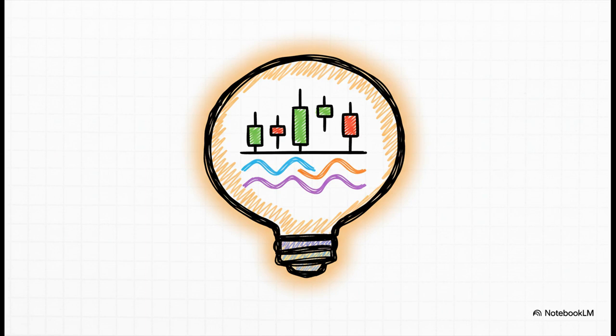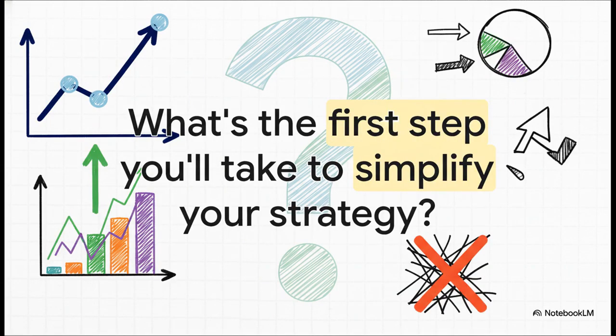Limit your chart to just 2, maybe 3 truly complementary indicators that you know inside and out. Your job is to master your tools, not just collect them. That is the real path to building confidence and consistency in your trading. So, the power is now in your hands.